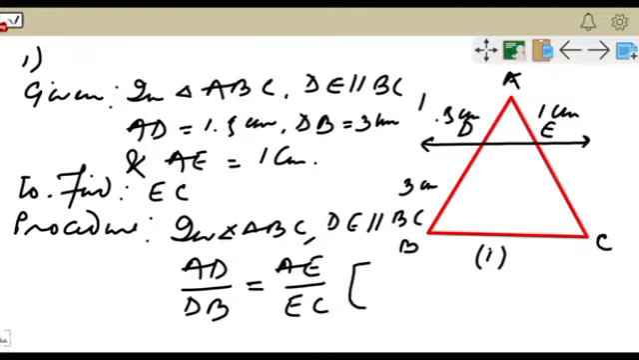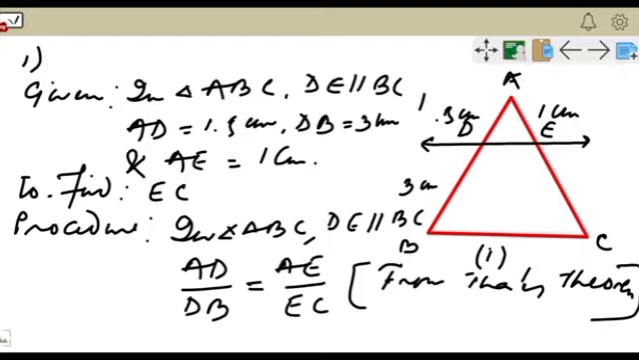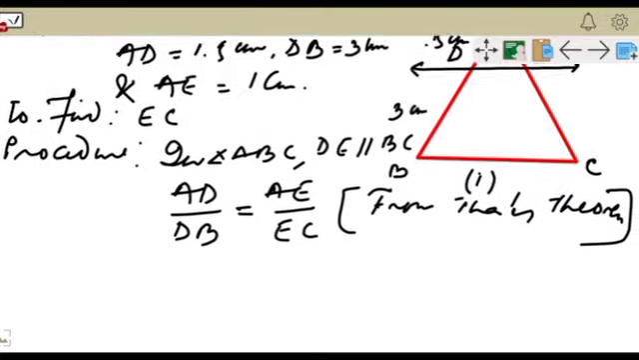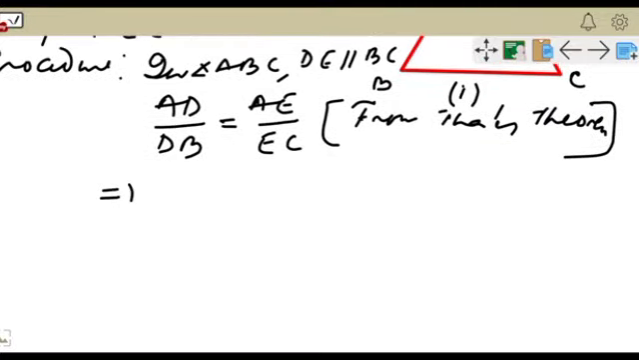And beside this, let us give the reason. This is from Thales theorem. Okay, I'll drag the screen. Implies what is AD? AD is 1.5 centimeter. So let me write just 1.5. What about DB? DB is 3. What about AE? AE is 1, and then here EC.